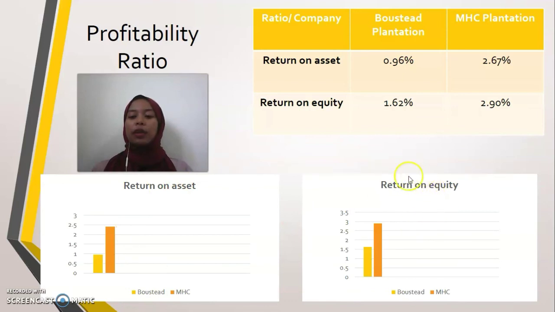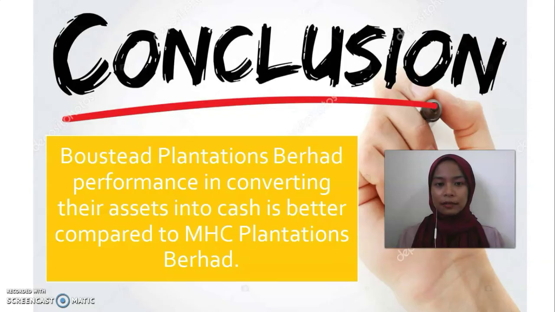The return on equity for MHC is higher than Boston. 2.9% of MHC net income is generated by their equity, while 1.62% of BPB Boston net income is generated by equity. It shows that MHC is more efficient in managing their equity compared to BPB, Boston plantation.